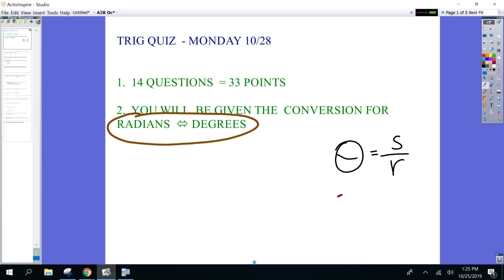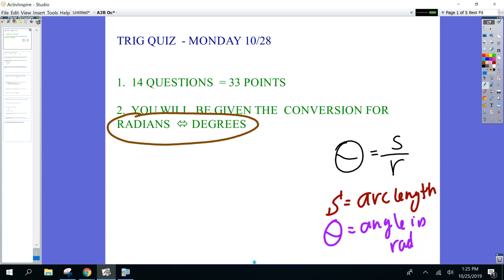What was S again? Glad we're reviewing. That is arc length. Theta, that's the angle, but it's got to be in what? Radians. And R? R here? Radius length. So if you see a problem talking about a circle with a radius and an arc, you know you got to bust out theta equals S over R.